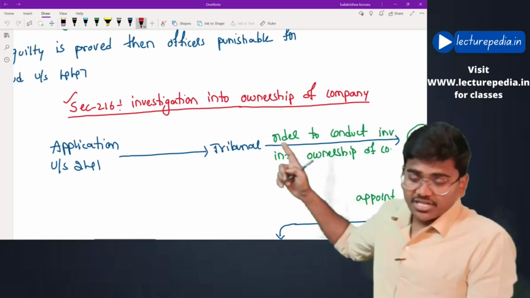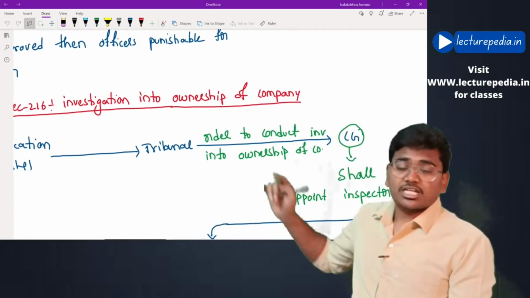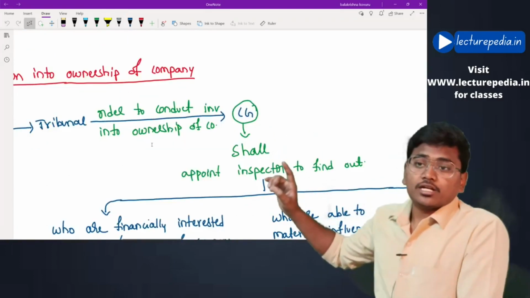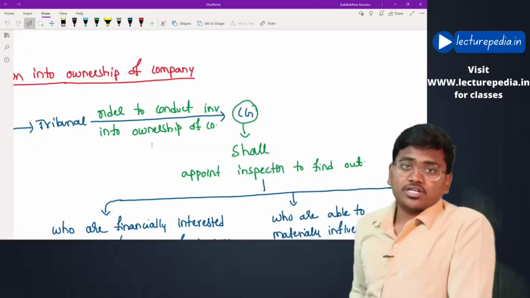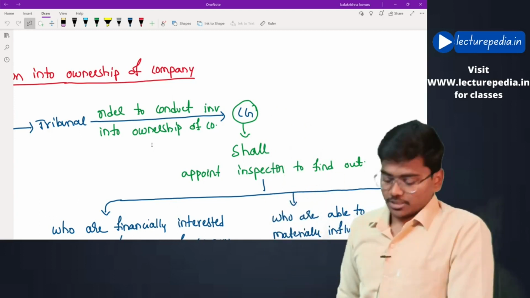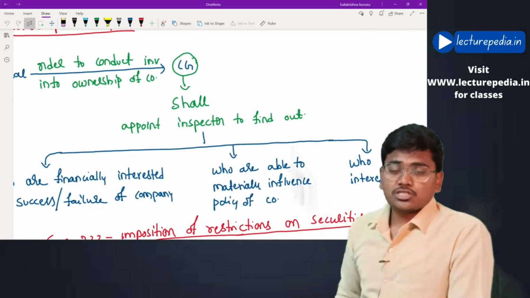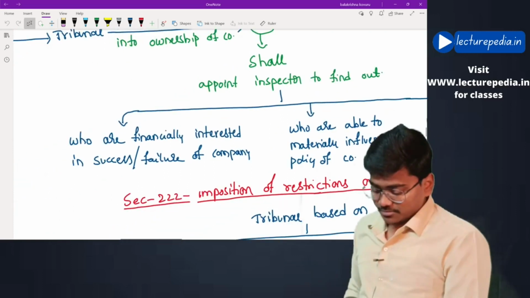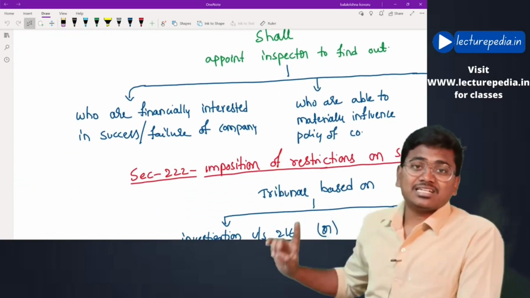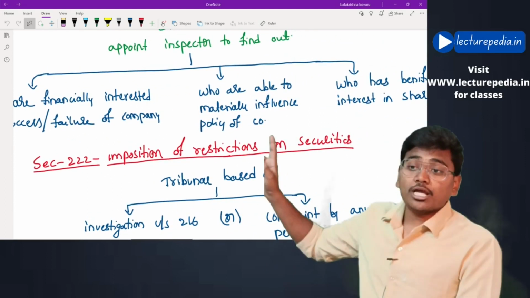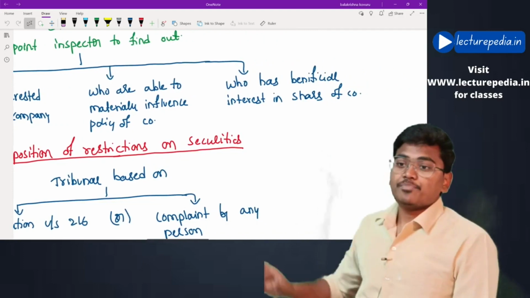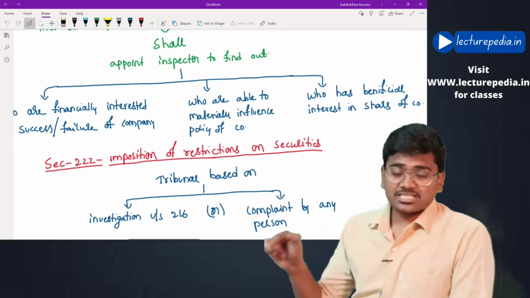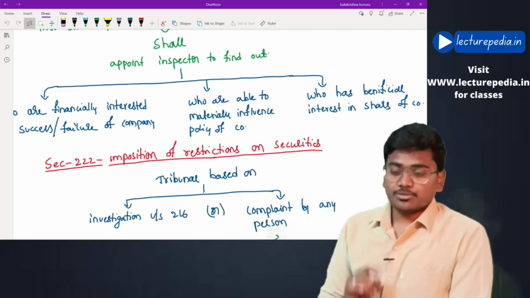See, the application under section 241 is filed with the tribunal for oppression. After filing that application with the tribunal, the tribunal will order to conduct investigation into ownership of the company. To whom will it order? It will order the central government. Now, the central government, once the order is received from the tribunal, shall appoint an inspector. The objective of this investigation is to find out who are financially interested in the success or failure of the company, who are able to materially influence the policy of the company, and who has beneficial interest in the shares of the company. To find out these facts, investigation will be conducted into ownership of the company.